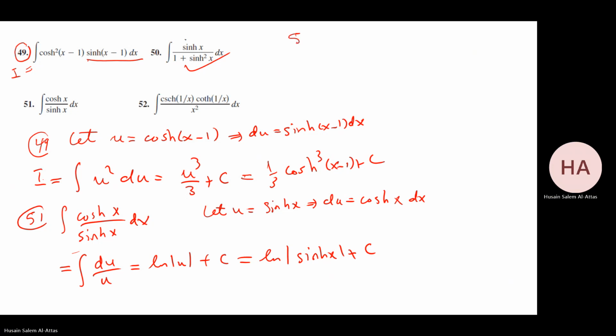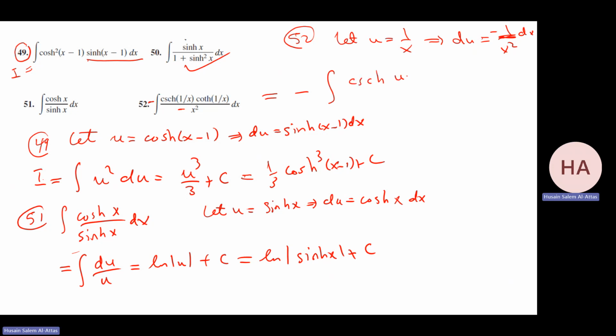52. I let u be 1 over x, du is minus 1 over x squared dx. So I need a minus here and the minus outside. So this one will be minus cosecant u cotan hyperbolic u du. This will be my du.